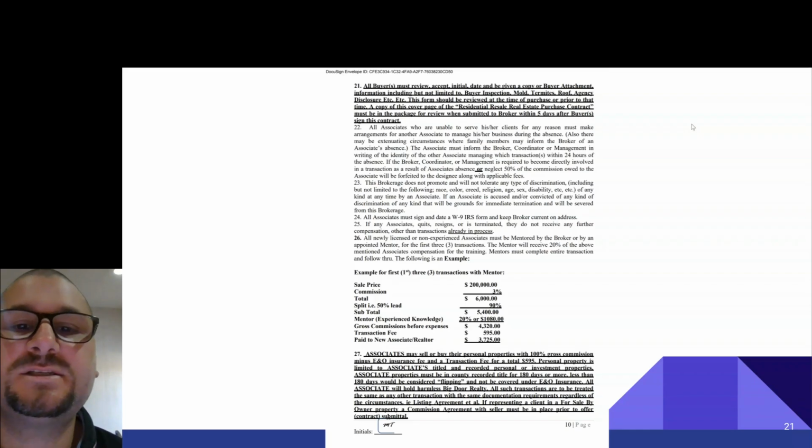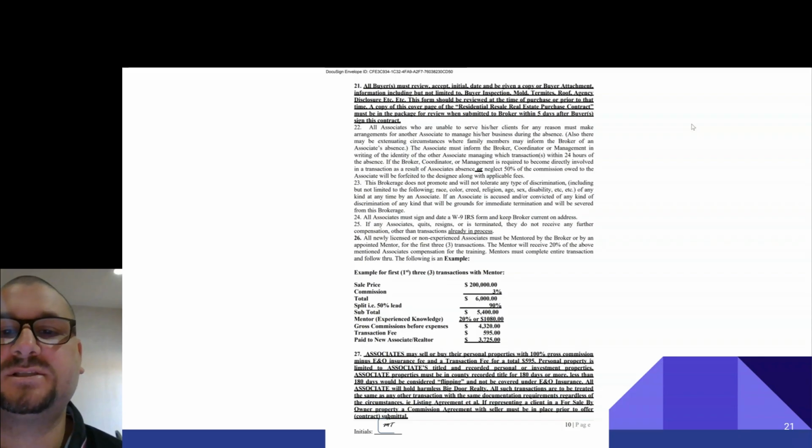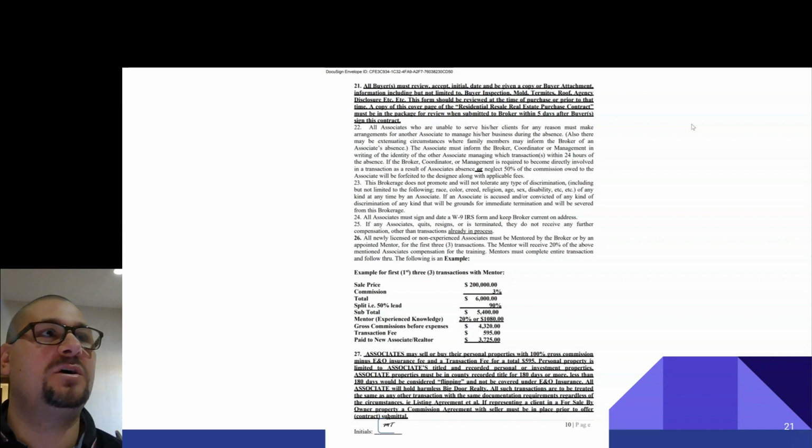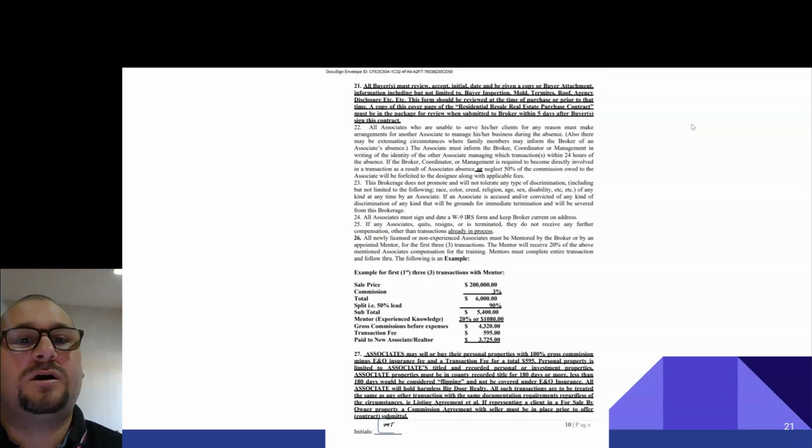All newly licensed or non-experienced associates must be mentored by the broker. So here's the key one here. This is where you've got to pay attention big time. Number 26 is even in bold. All newly licensed or non-experienced associates must be mentored by the broker or by an appointed mentor. So do you have to be mentored by the broker? No. Can you be mentored by an appointed mentor? Yes. For the first 3 transactions.